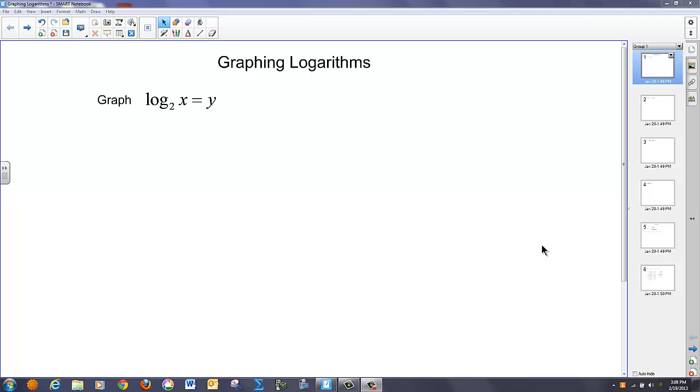So today we're going to graph some logarithms, and we're going to start with our basic parent function of log base 2 of x. Now, the thing we want to make sure we know before we get started is, what does logarithm mean? And it means what power of the base is the number.